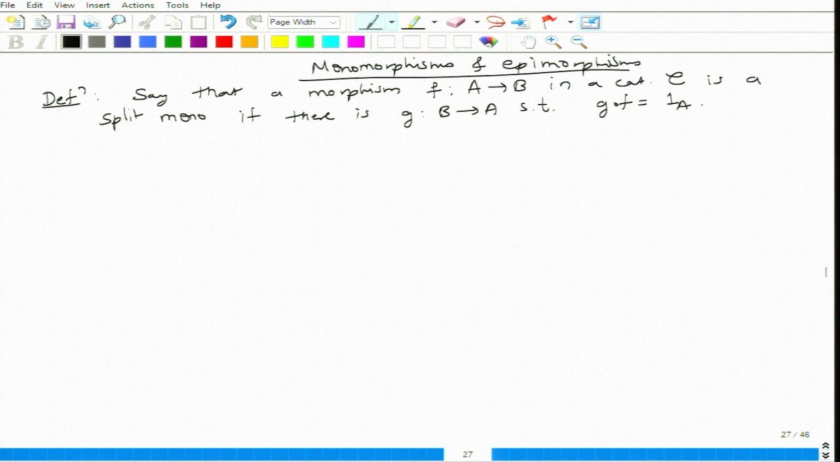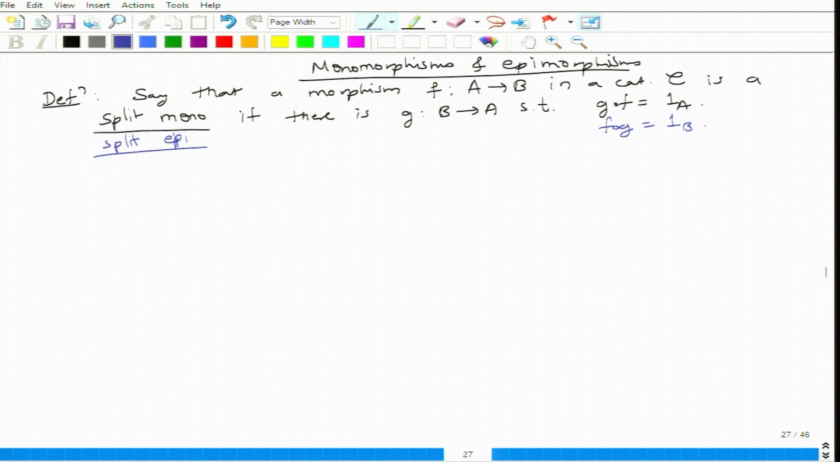If you recall, the definition of isomorphism asked for both: g composed with f is identity on A and f composed with g is identity on B. But here we are only asking for one. So this is called a split monomorphism. What will be split epimorphism? If there exists a g such that f composed with g is identity on B. Okay, so split mono and split epi.